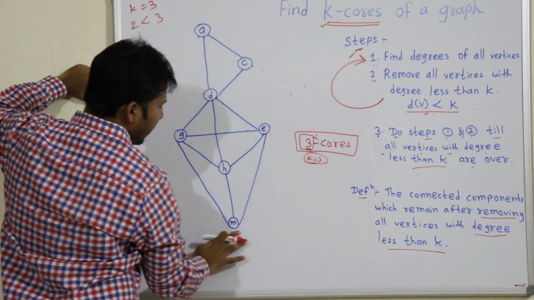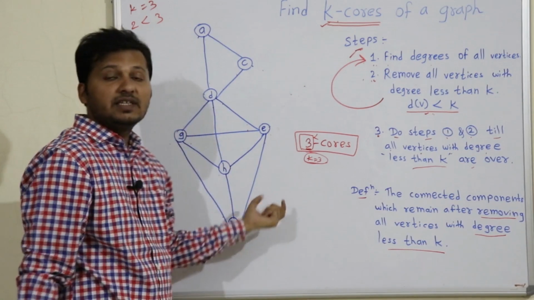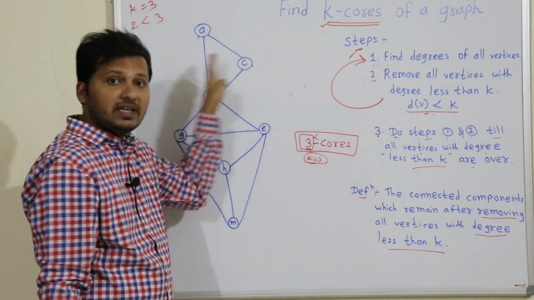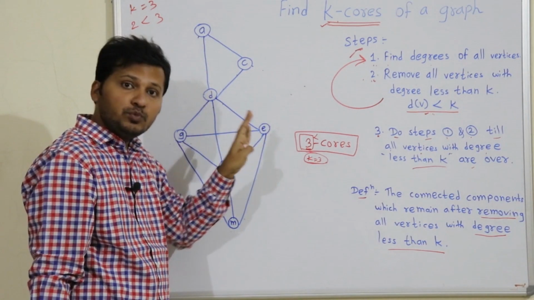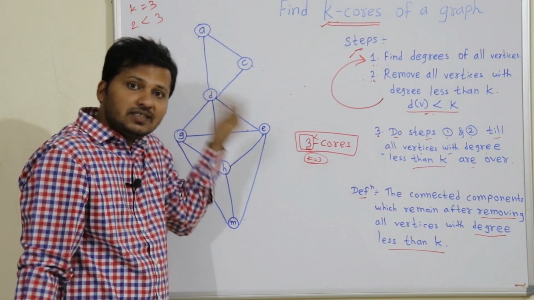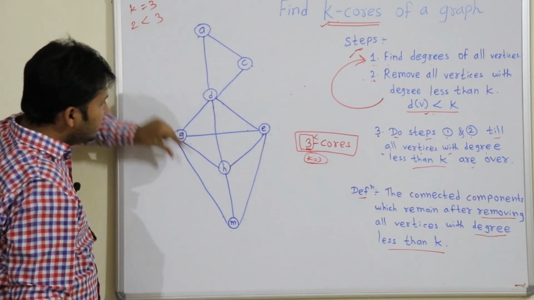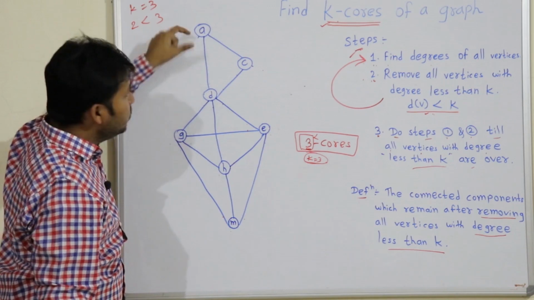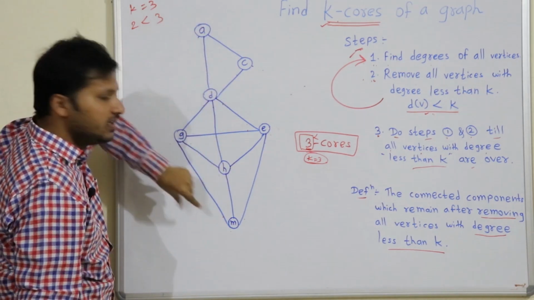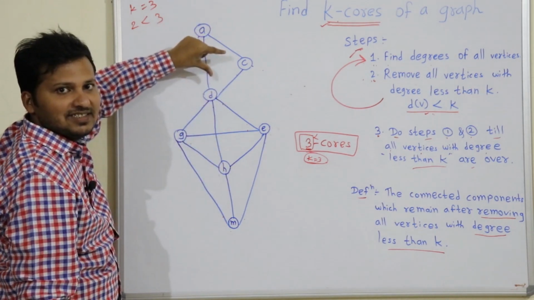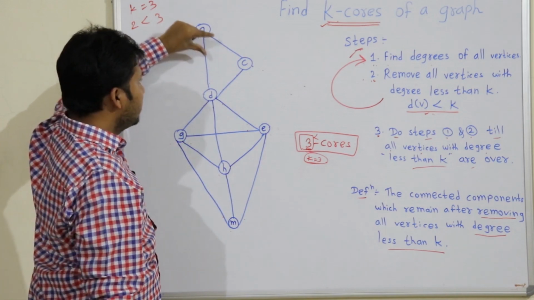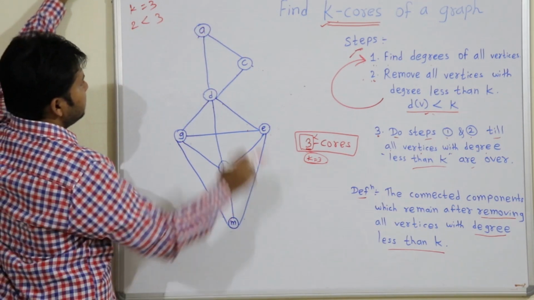See, why am I saying new degrees? Because there are some edges in this graph which are removed now, which results in a change in degree for some vertices. So you have to compute new degrees for those vertices, right? So let's compute new degrees.